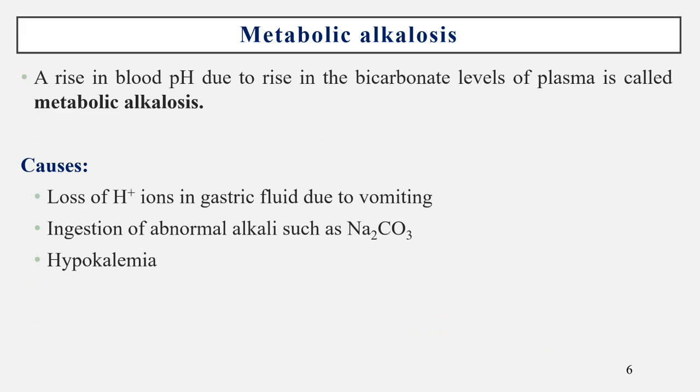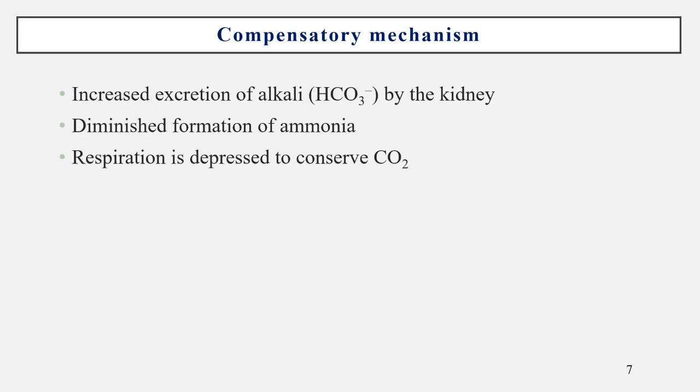The first one is loss of H+ ions in gastric fluid due to vomiting, then injection of abnormal alkali such as disodium carbonate, and hypokalemia. The compensatory mechanism: metabolic alkalosis is compensated by increased excretion of alkali, that is bicarbonate, by the kidneys, and diminished formation of ammonia, and respiration is depressed to conserve carbon dioxide. These are the compensatory mechanisms for metabolic alkalosis.